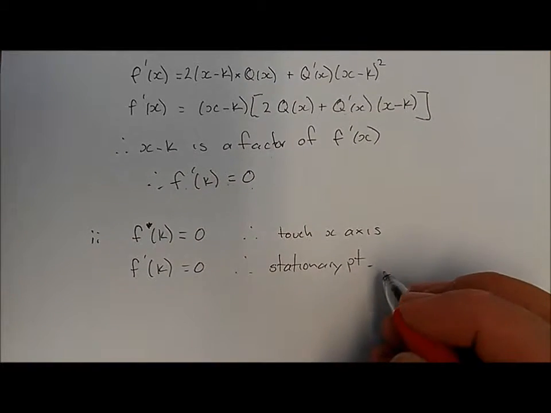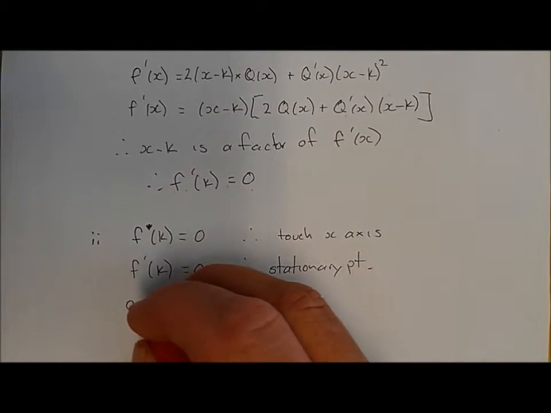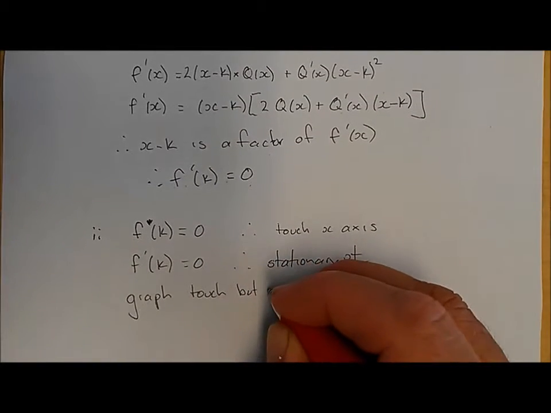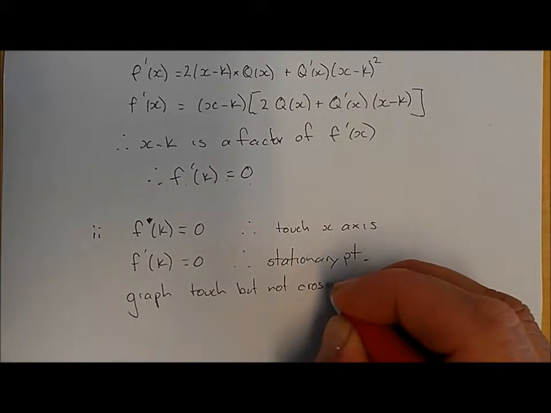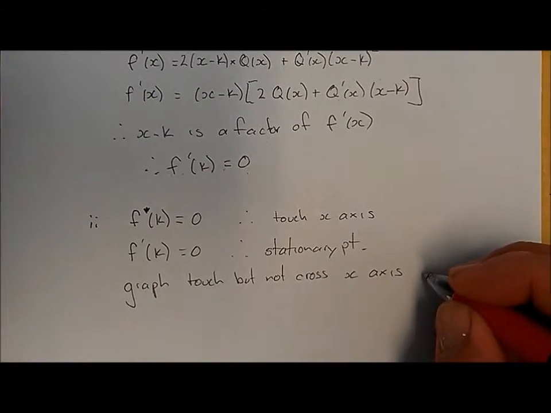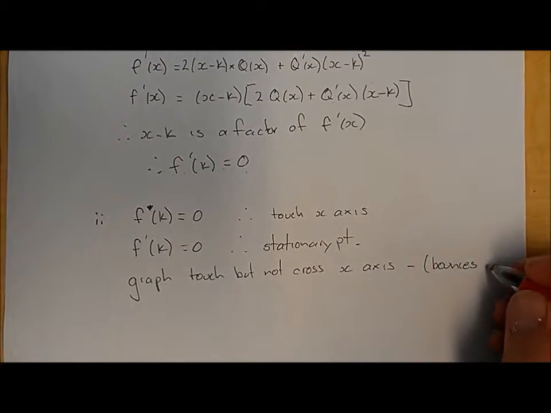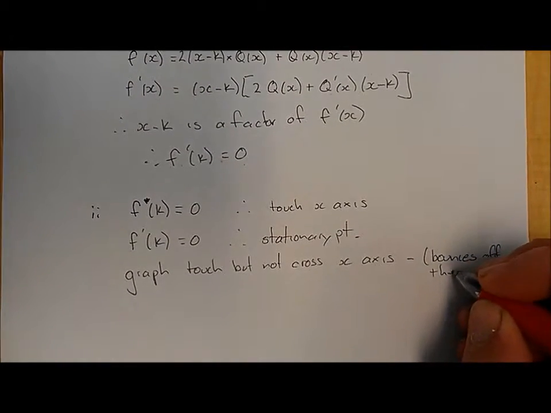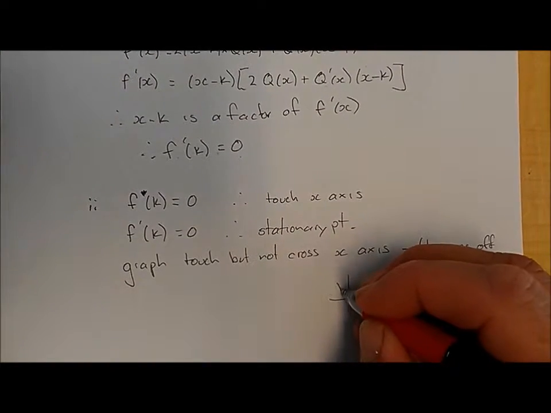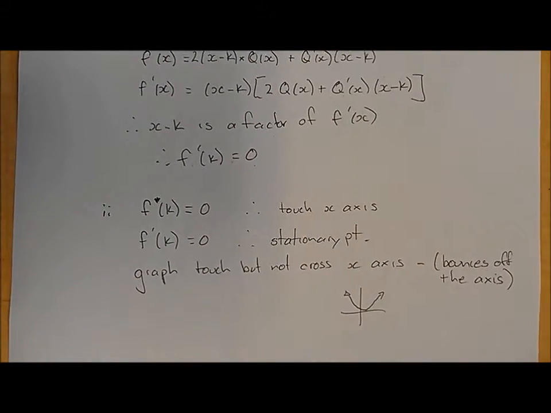And with roots of multiplicity 2, what happens is that the function, the graph, will touch but not cross the x-axis. I like to think of it as basically the graph bounces off the axis. So it comes down, touches, doesn't cross, and goes back up again. And that's what happens when there's a root of multiplicity 2.